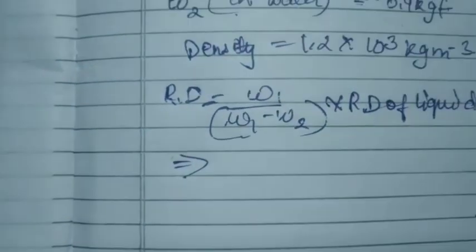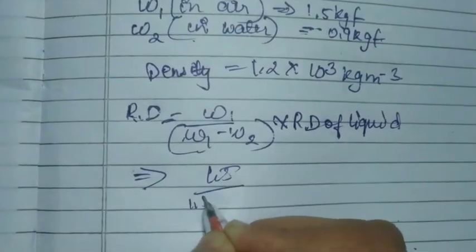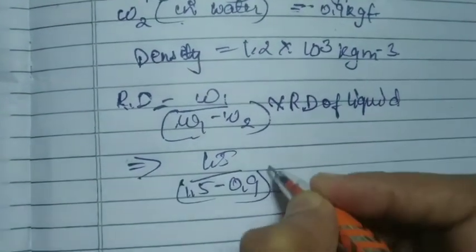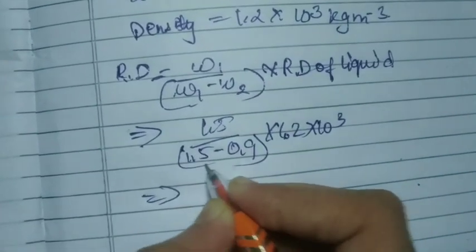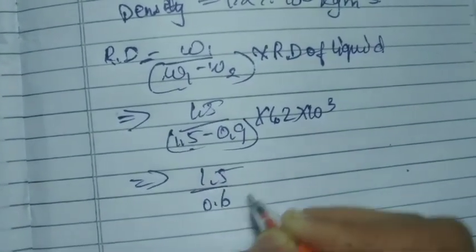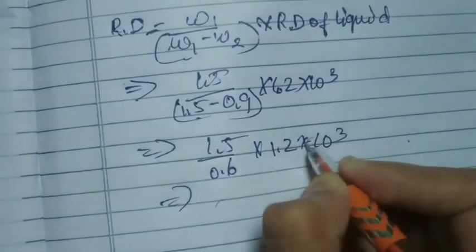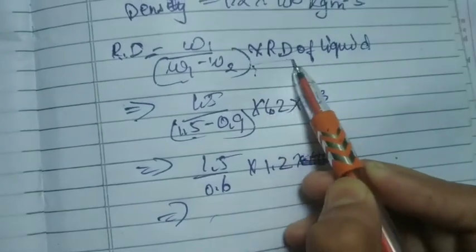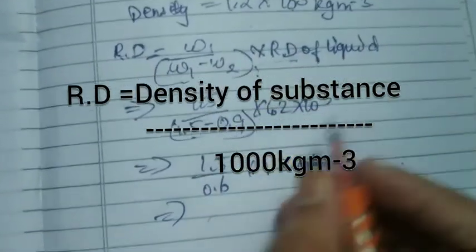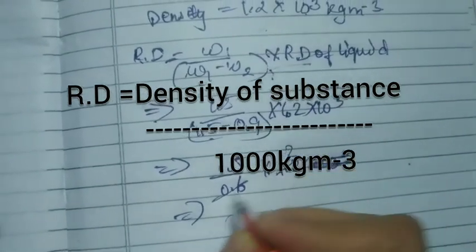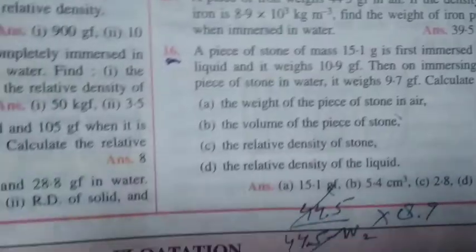So V1 is 1.5 minus 0.9, solve it, then it is 1.5 by 0.6 into 1.2 into 10 to the power minus 3, because RD has no unit, so the RD will be just 1.2, so it will be 0.320. This is the answer. This is how we will solve.